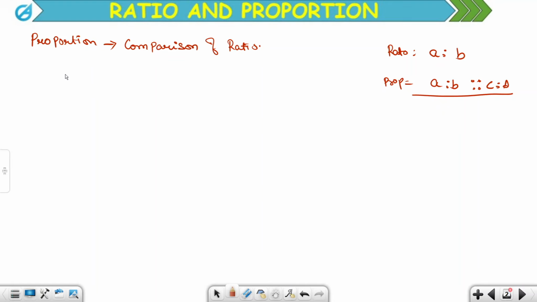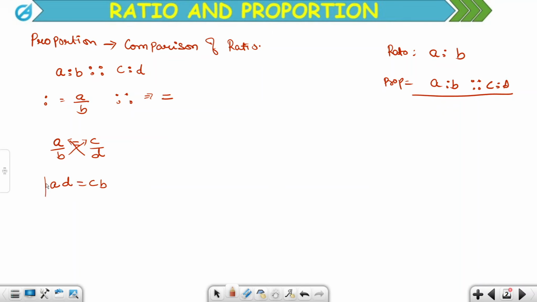See, let me take one example. So what is the general form? The general form of proportion is nothing but A is to B is proportional to C is to D. In previous video, we have seen how to write this is to. So this is nothing but A by B. And similarly here, the meaning of is proportional is nothing but equal to. So how can I write AB and CD? A by B is equal to C by D. Now I will cross multiply. So if I cross multiply, what happens? A multiplied by D is equal to C multiplied by D.